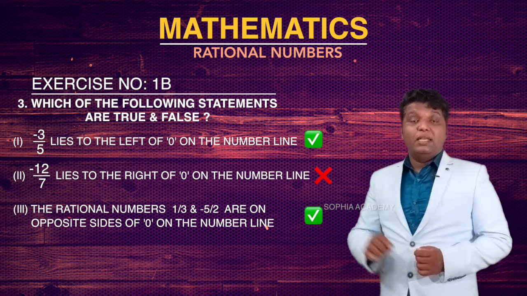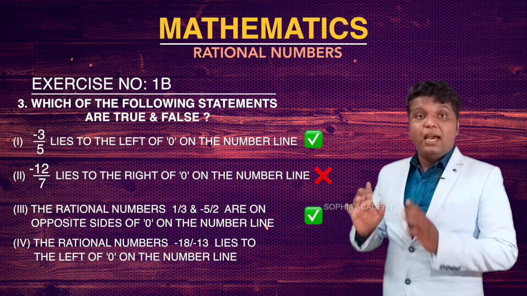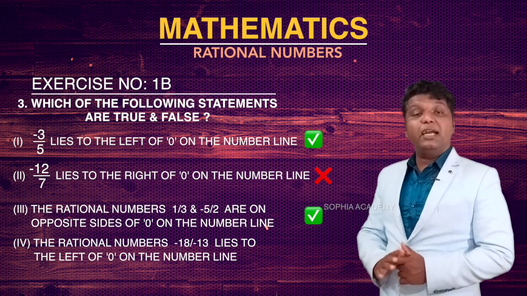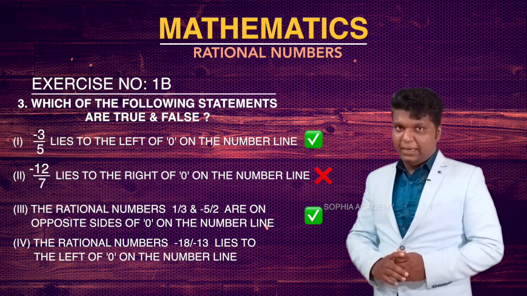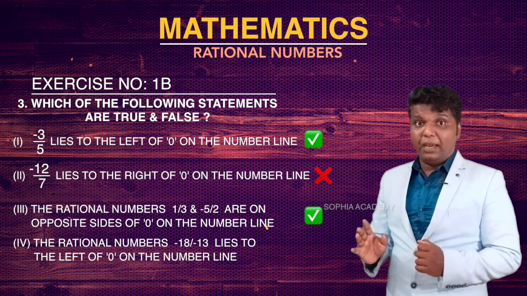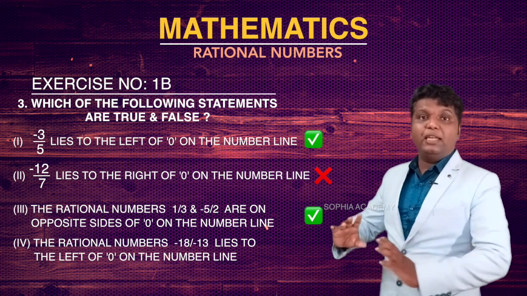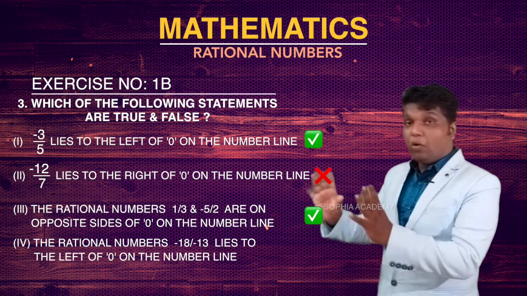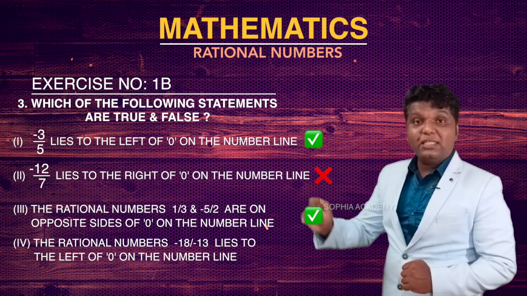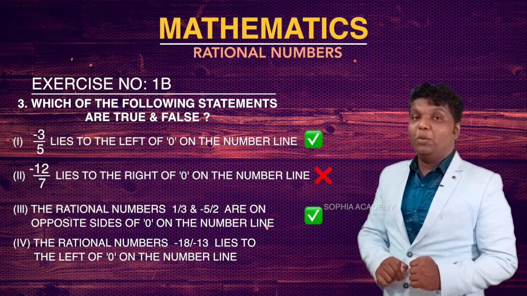Next statement. The rational number minus 18 divided by minus 13 lies towards the left hand side of the number line. Okay, anyhow you saw here minus 18 by minus 13. I told you, if you're seeing a negative number, definitely that will be lying towards the left hand side. But don't go very fast, hold on, because here you can see there are two negative numbers. The numerator is also negative and the denominator is also negative.